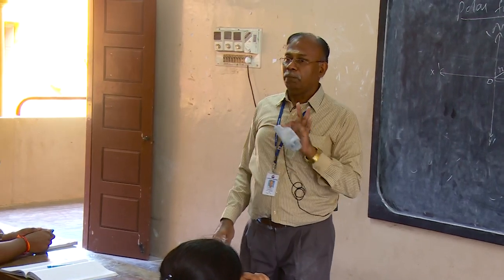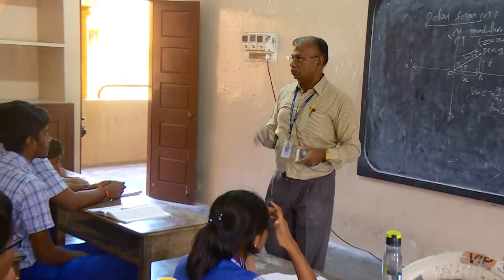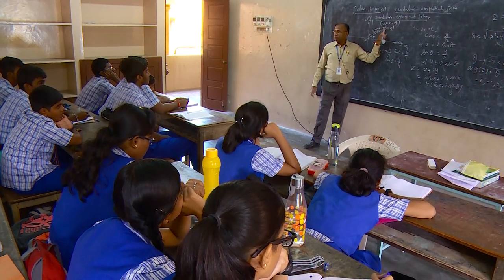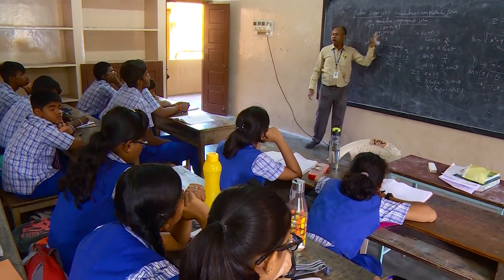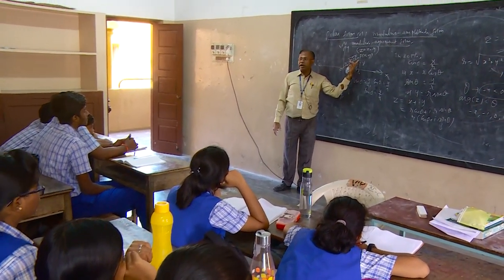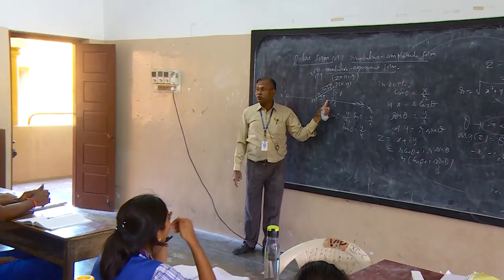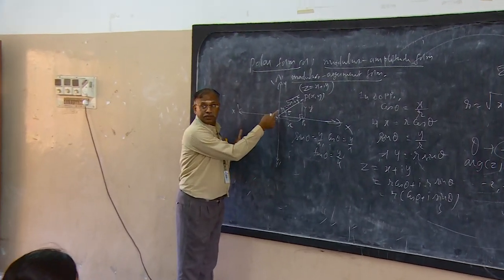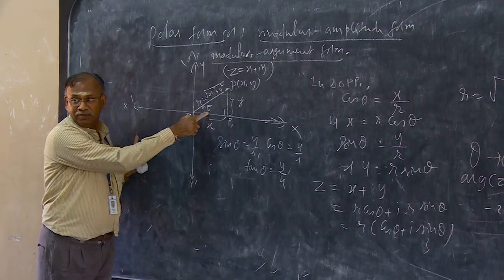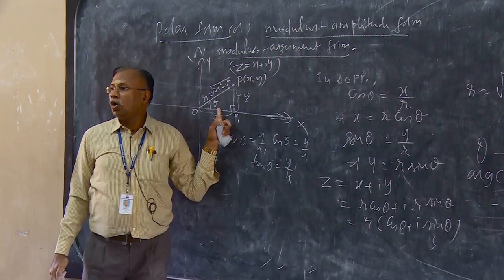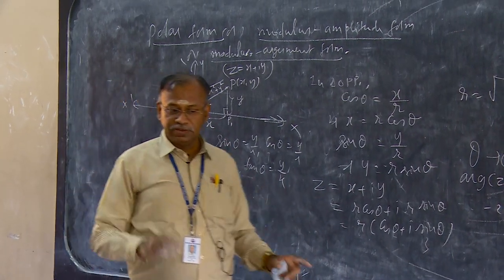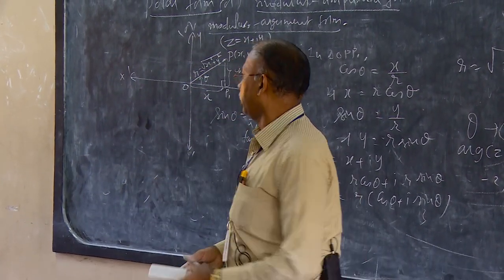The angle made by this segment OP with the positive direction of x-axis is known as the argument of the complex number. Not this angle, this is with respect to the negative direction. With respect to the positive direction of x-axis is known as the argument of the complex number. These are the necessary things you are supposed to remember.